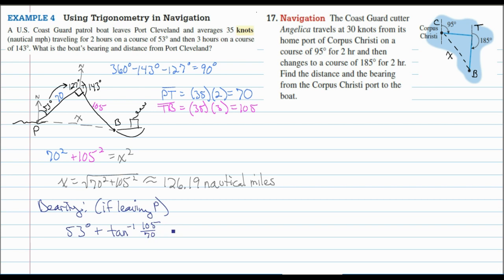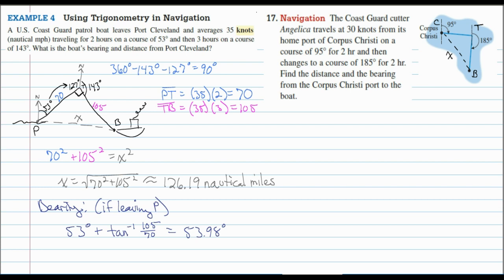I'm going to make sure I'm in degree mode. When I put that in my calculator, I get 53.98 degrees. So what this problem is saying is if the boat left right from the port at a bearing of 53.98 degrees, it would have ended up in the same spot it is now after a shorter amount of time than if it had gone a little bit further north for 2 hours and then back down south a little bit for 3 hours.